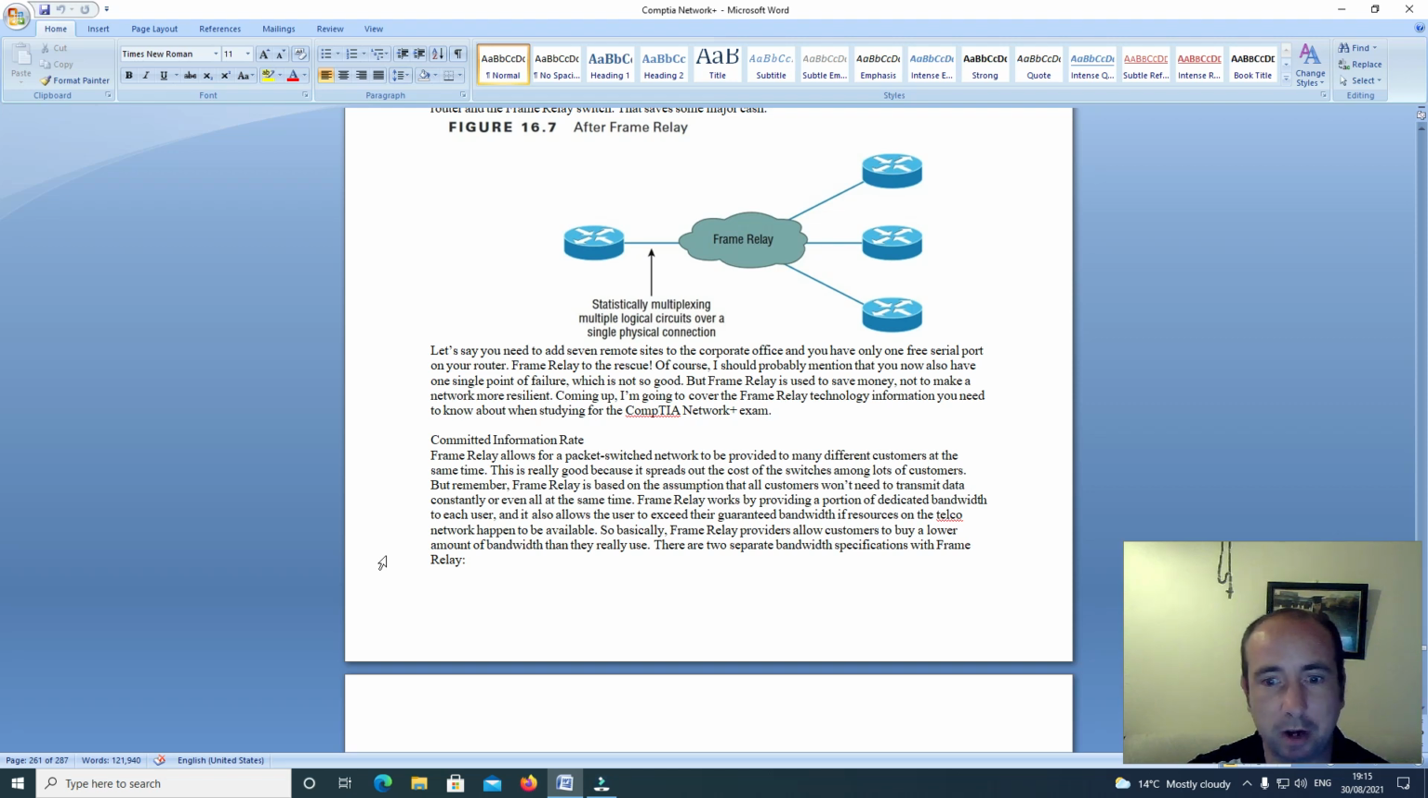Of course, I should probably mention that you now also have one single point of failure, which is not good, but frame relay is used to save money, not to make a network more resilient. Coming up, I'm going to cover the frame relay technology information you need to know about when studying for the CompTIA Network Plus exam.